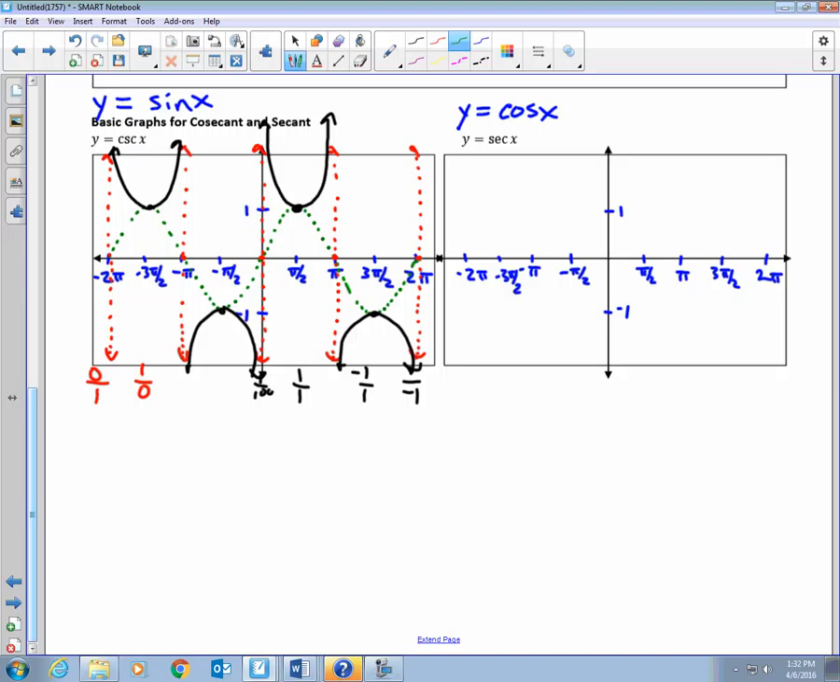Where does cosine start? The max, the min, or the middle? The max or the min, because it's positive, it'll start at the max. Go down.